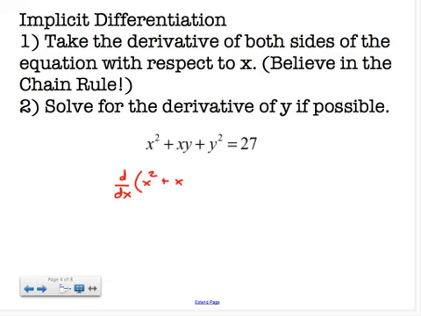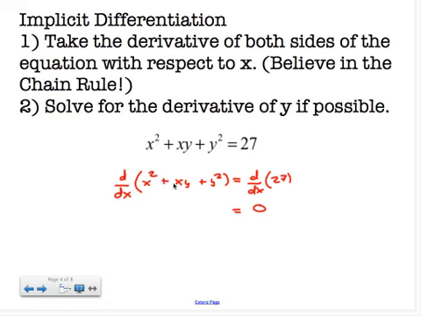The derivative of x squared plus xy plus y squared. And on the right side, I have the derivative of 27. We used to play a game when we did this face-to-face where I would do the right side and you would do the left side, okay? Because it's very easy for me to do the right side. The derivative of a constant is 0.